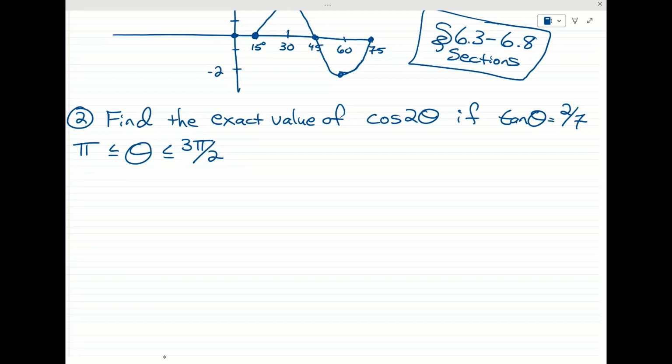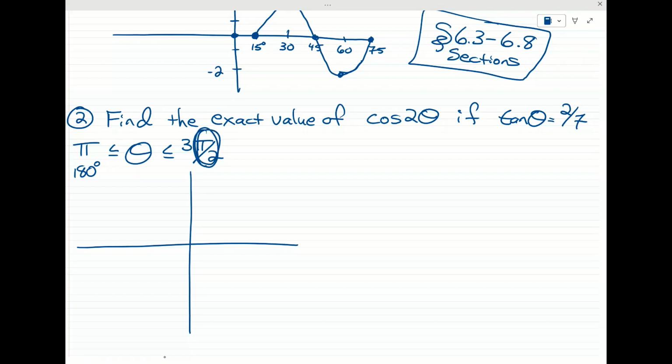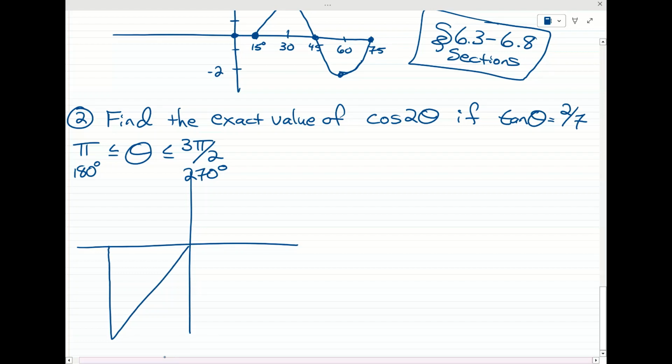So there's a couple different things we have to do to get started. First thing is pi is how many degrees? 180, right? So this is 180. And we've seen 3 pi over 2 before. Pi over 2, if you remember, is 90 degrees. 90 times 3 is 270. So this is just telling you to draw a triangle in quadrant 3. So you're going to draw a triangle between 180 and 270.